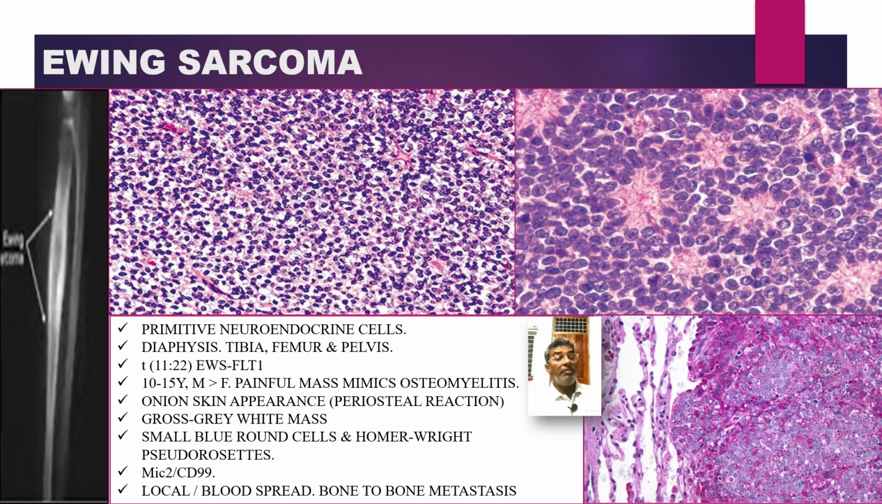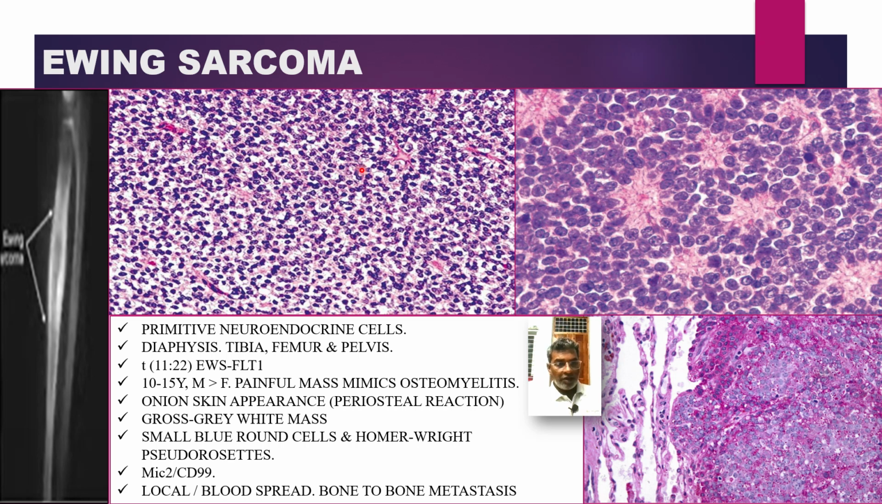Painful mass. It will mimic osteomyelitis. You have to remember this point: Ewing sarcoma will mimic osteomyelitis. And on radiology, the appearance is onion skin appearance because of the periosteal reaction. On gross, you can observe it has a gray-white mass.